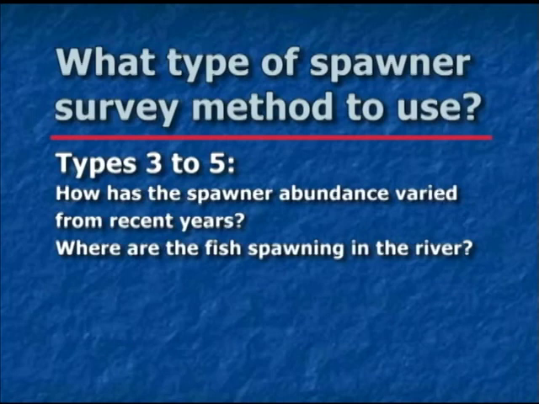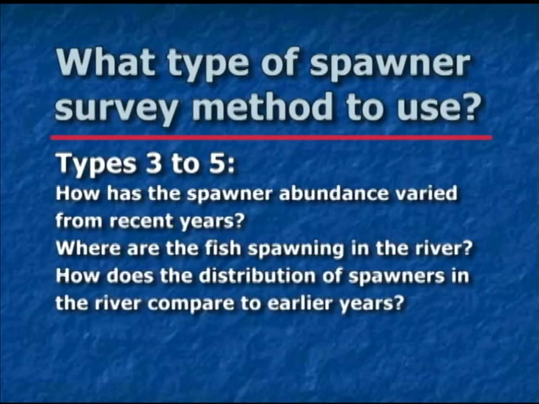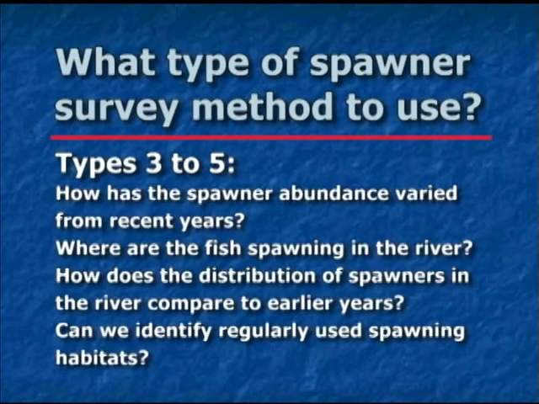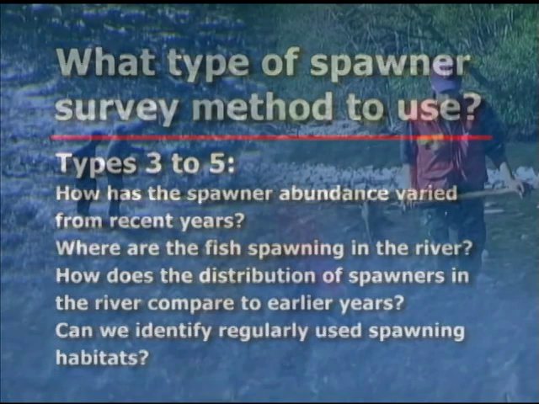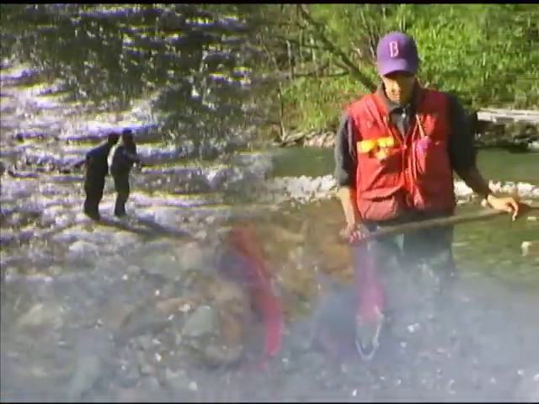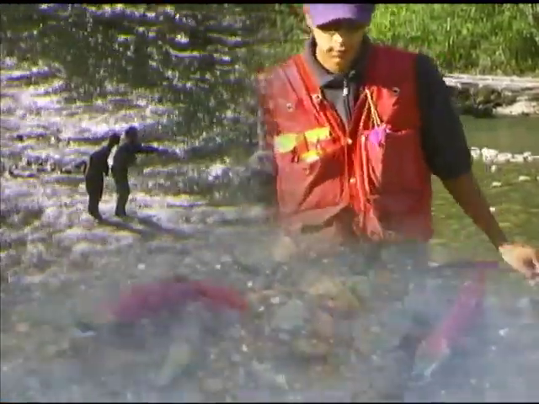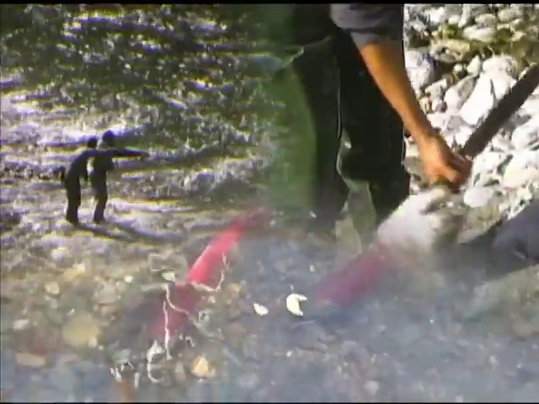It also provides detailed information about where the fish are spawning in the river, and also how the distribution of spawning fish may have changed from earlier years. And it also helps us to identify the regularly used spawning habitats. Salmon escapement data constitute an important corporate knowledge which must be maintained and accessible to all Canadians.